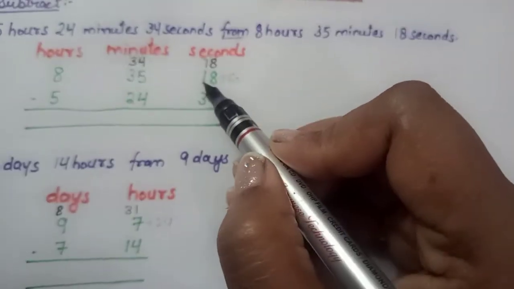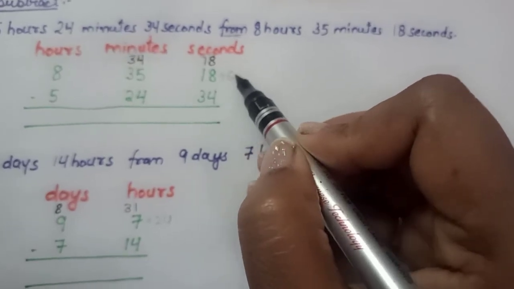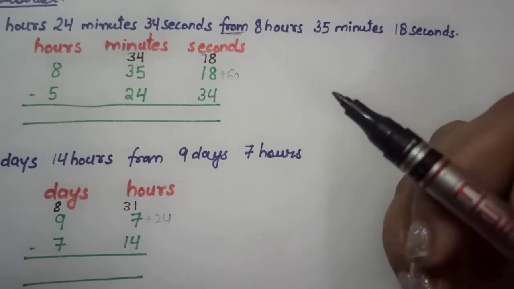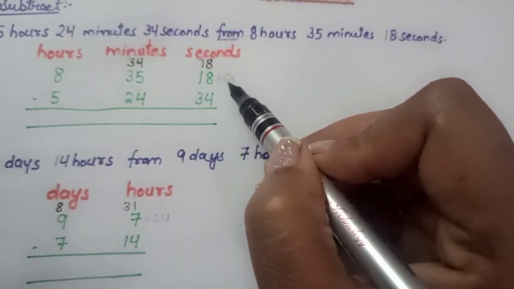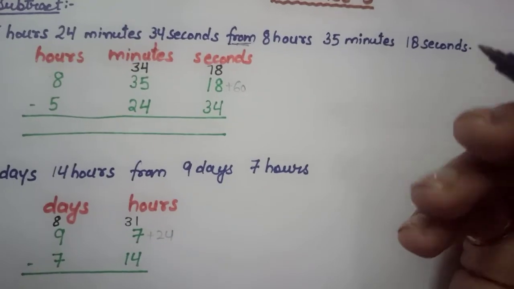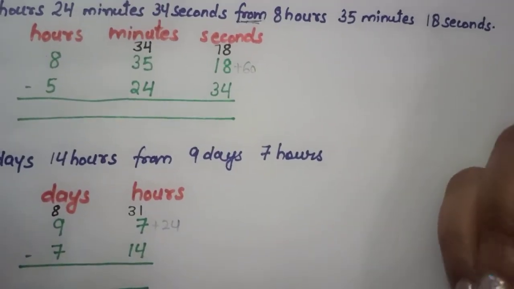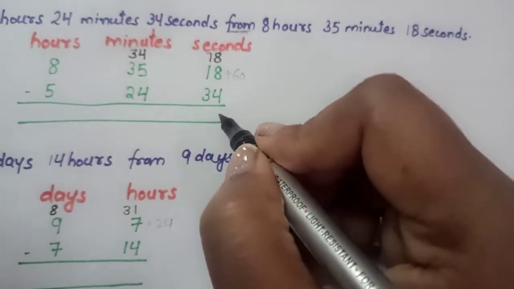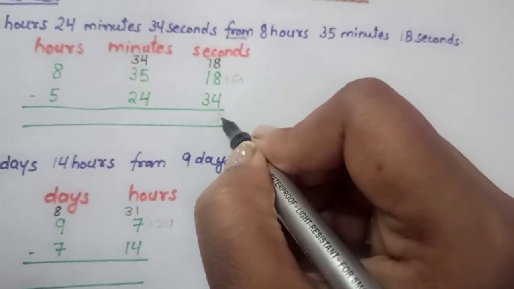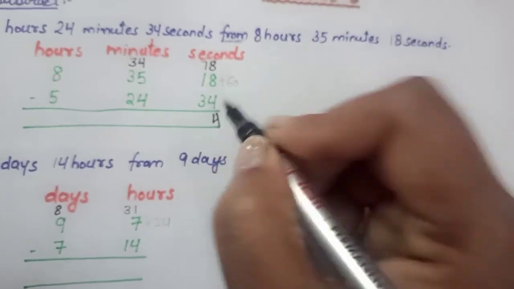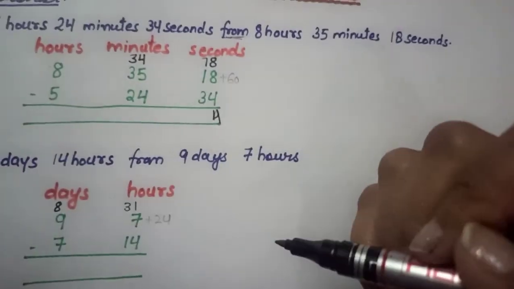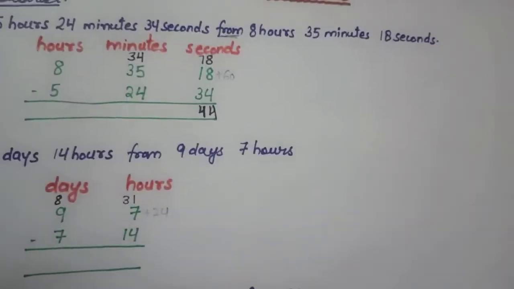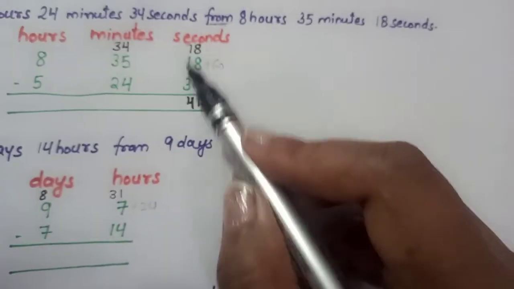So what we have to do? We have to add 60 to this 18, and after adding 18 and 60, we will get 78. Now let us subtract these numbers. 4 subtracted from 8 will give us 4. Then 3 subtracted from 7 will again give us 4. Okay, so this part is done.